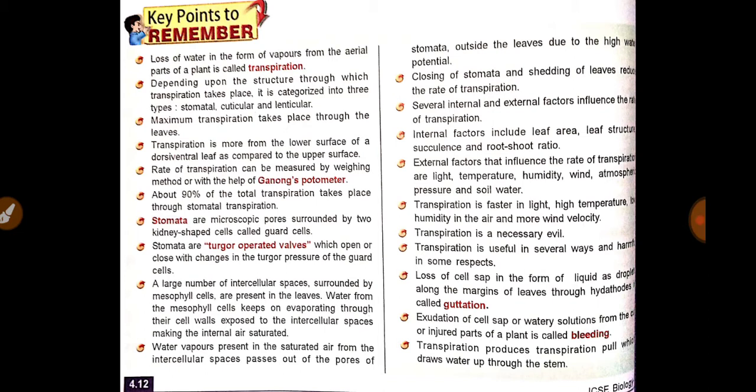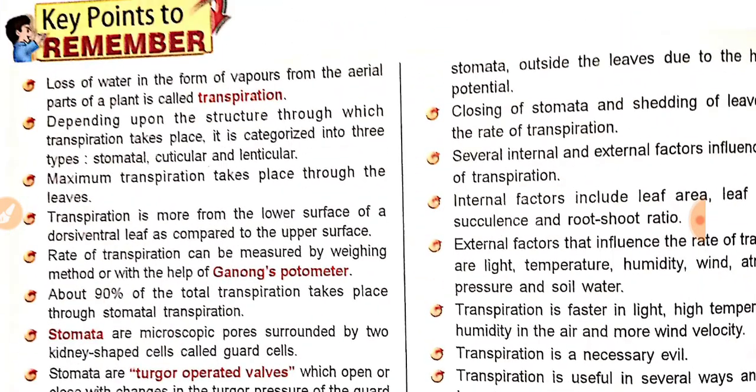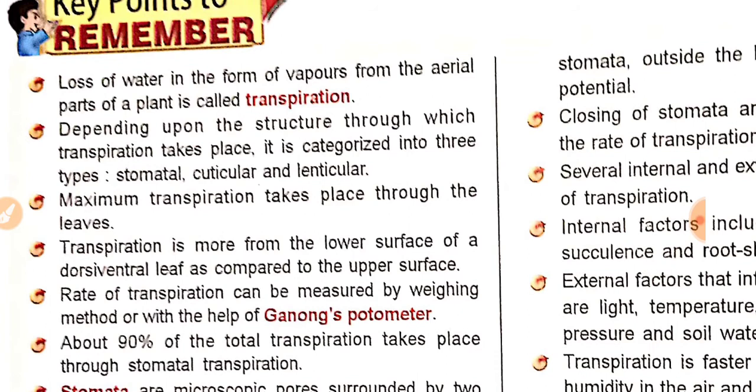Today, I'm going to discuss with you key points to remember of the process of transpiration. Loss of water in the form of vapors from the aerial parts of a plant is called transpiration. So, first of all, it is the definition of transpiration.